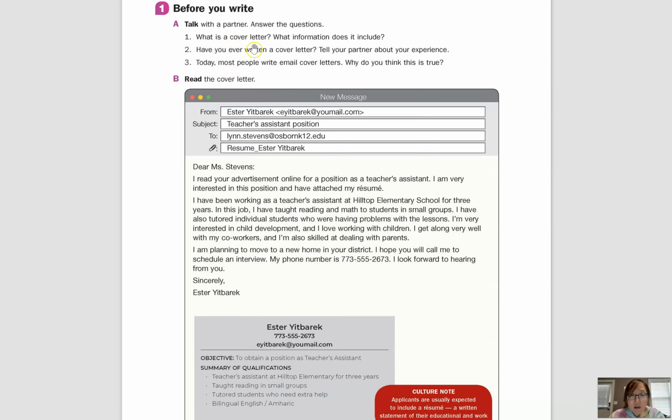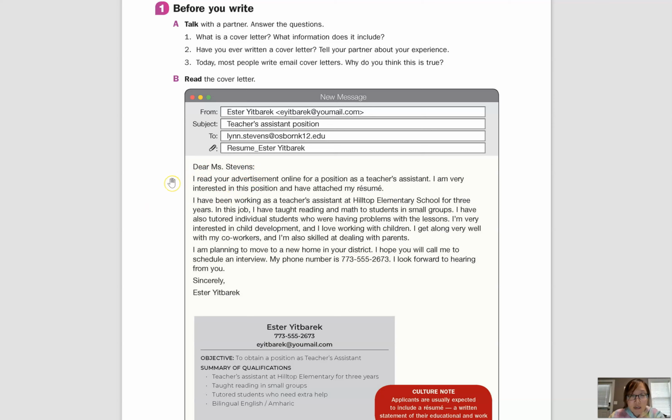But what is a cover letter? Do you know what a cover letter is? So a cover letter is a letter that we include with a resume when we are applying for a job. So we're just going to skip the rest of the questions. And in the past, of course, people used to have a physical cover letter, but now most people email cover letters, as you can see here.